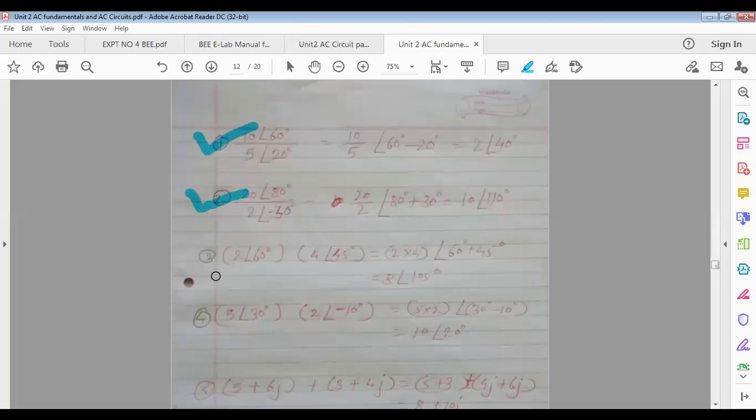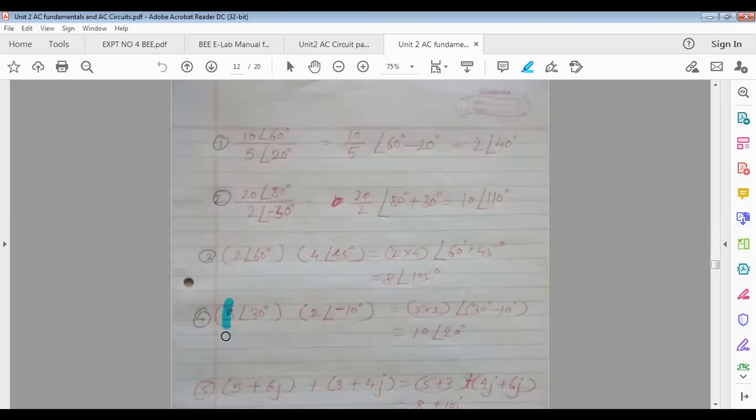Now see the third one. In the third one, multiplication is there. For multiplication, terms must be in polar. Here terms are already given in polar, so magnitude you have to multiply. What is the magnitude? 2 and 4, so that will be 8. 2 into 4, 8. And what do you have to do with the angles? Add. Both angles are positive, 60 plus 45, so it will be 105. Third one calculation clear? Any difficulty with the third one? No, ma'am. Okay.